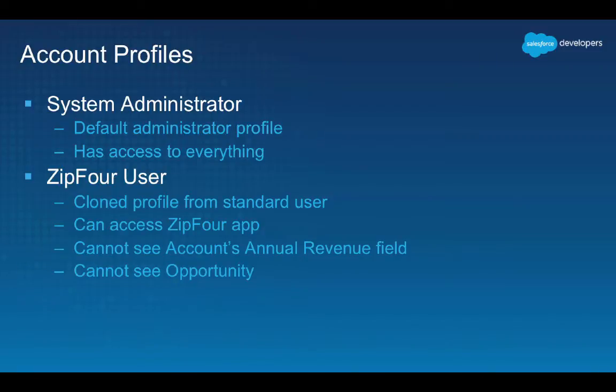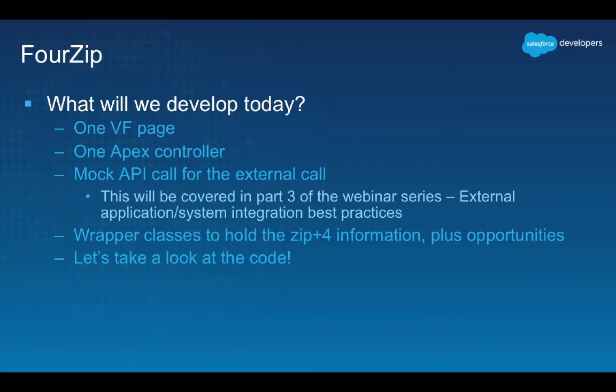So what will we develop today? We're going to have one Visualforce page to display the information, one Apex controller, and inside the Apex controller, we have a couple things. So we have a mock API call for the external call to get the 4-digit extension. For today, we're just going to do a mock call and return 1, 2, 3, 4.